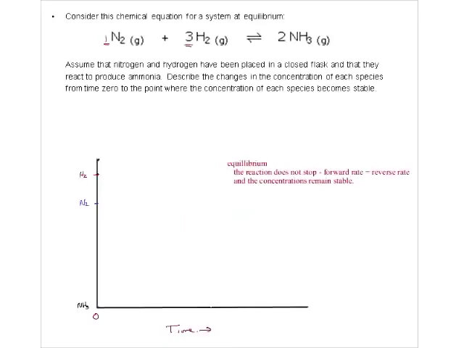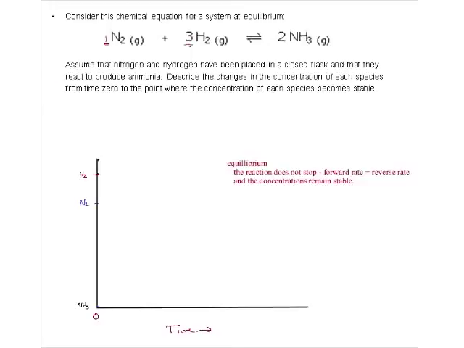Here's another example. All right, this is like a public exam type question. It's saying consider this equilibrium. And it says assume that nitrogen and hydrogen have been placed in a closed flask. Right, there we go, so it can't escape. And they react to produce ammonia. Describe the changes in the concentration of each species from time 0 to the point where equilibrium becomes stable.